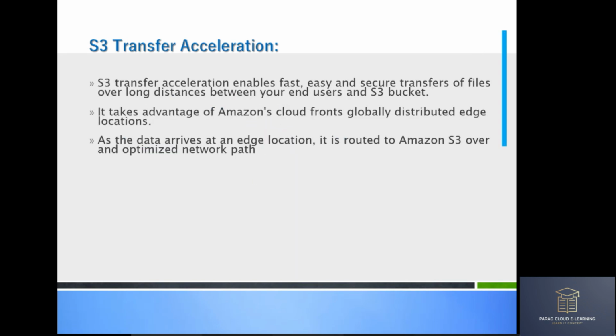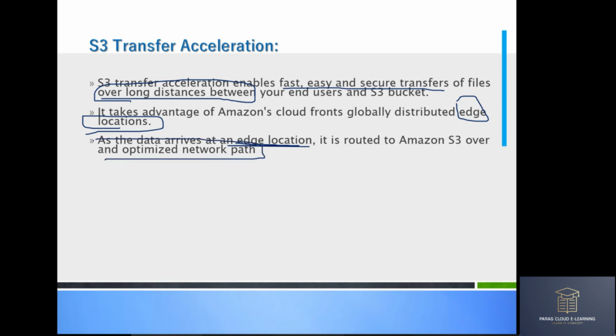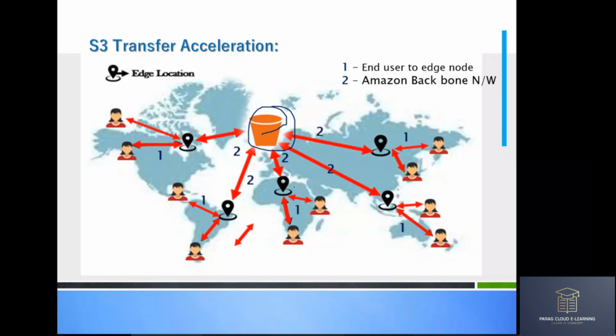S3 Transfer Acceleration enables fast, easy and secure transfer of files over long distances between your end user and the S3 bucket. It takes advantage of CloudFront's globally distributed edge locations. As the data arrives at the edge location, it is routed to Amazon S3 over an optimized network path, which is Amazon's private fiber network. So you upload your data to the edge location, and from the edge location your data is moved to your destination S3 bucket.